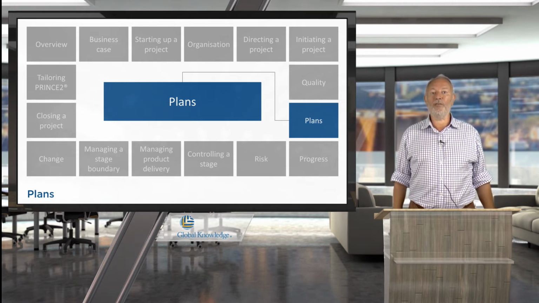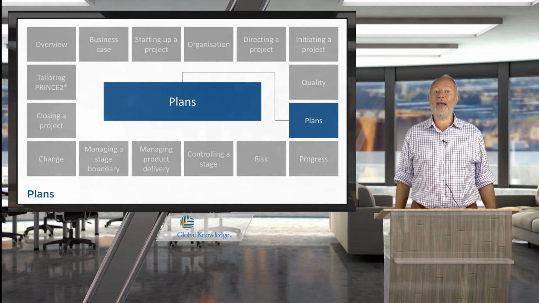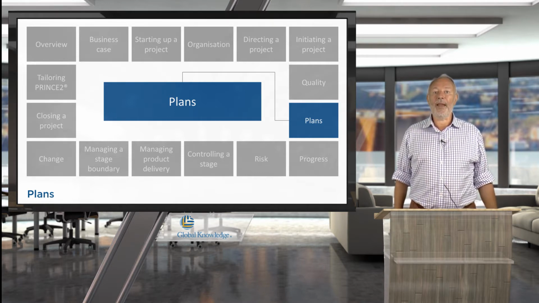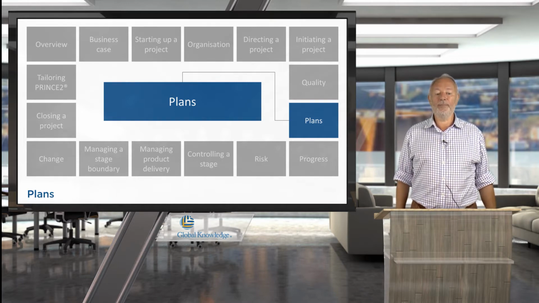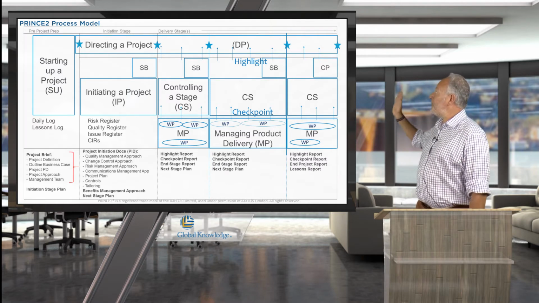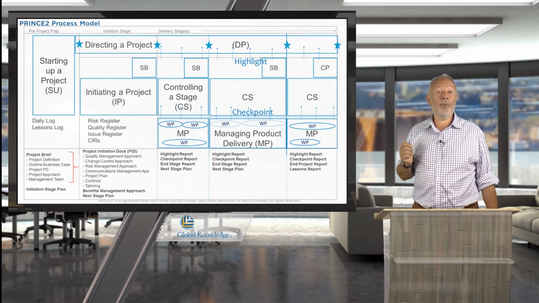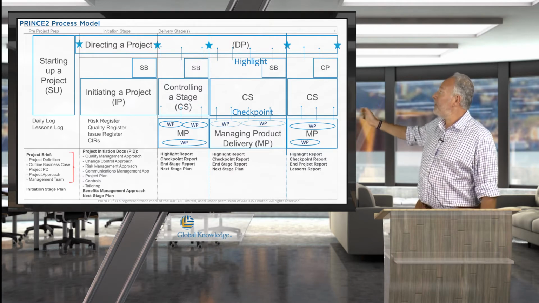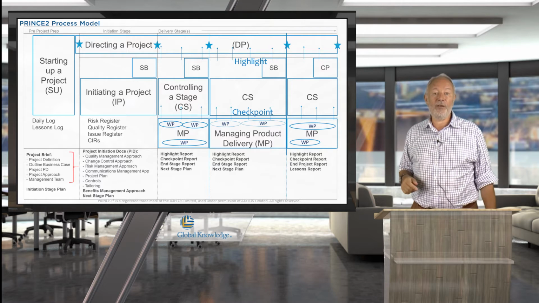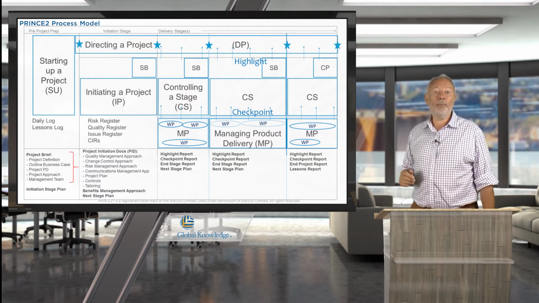Of course, we have plans on projects, and the aim of the plans theme is to make sure we understand how plans are used and how we build them on a project. On our process model, be aware that plans are used throughout the project, not only in starting up a project, but in initiation and also in the delivery stages. Also, we may see team managers building team plans.